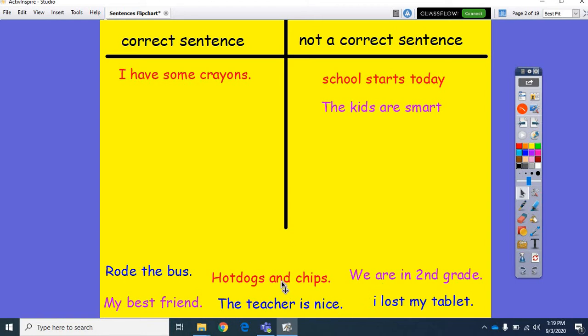Alright, let's look at this one. Hot dogs and chips. Would that be a sentence or not a sentence?